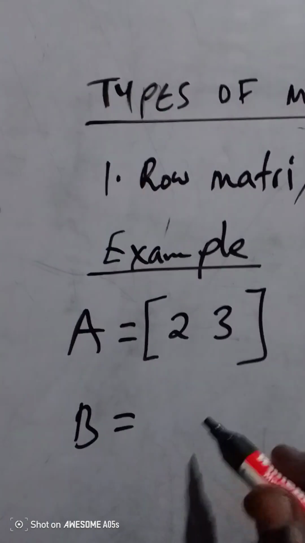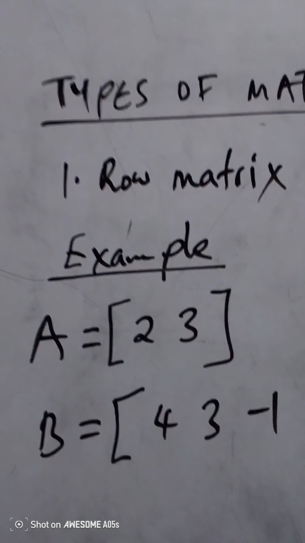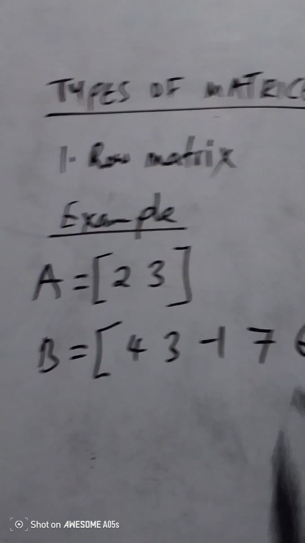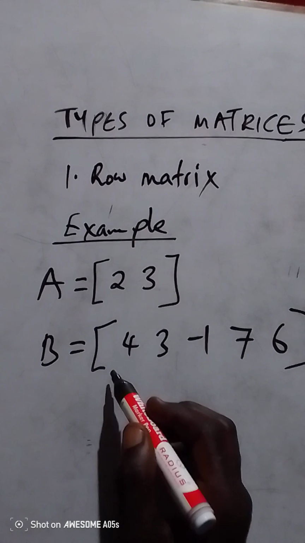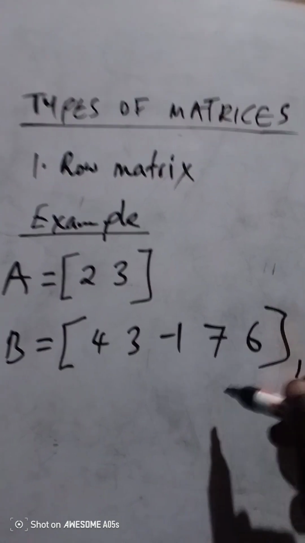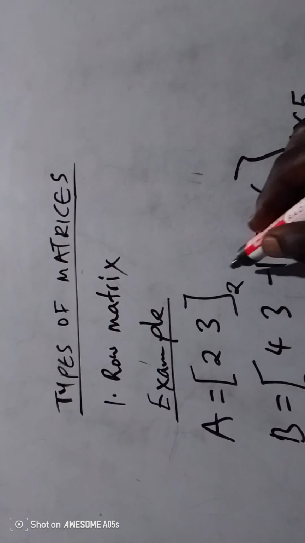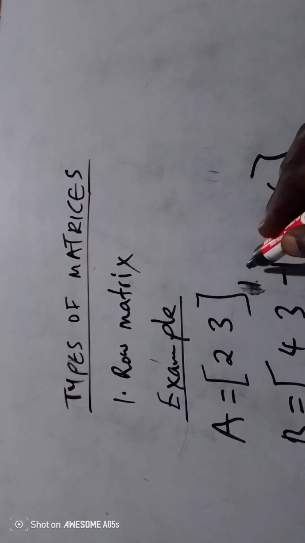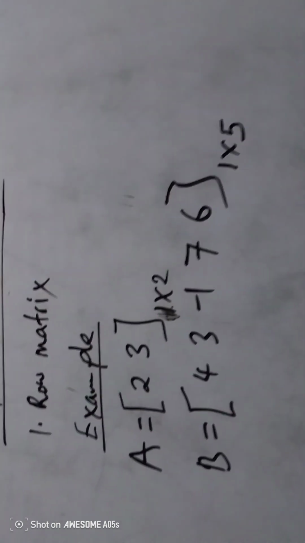We can also have this one. This one is also called a row matrix. Why? Because we have got one row and 1, 2, 3, 4, 5 columns. So that one is also called a row matrix. This one we have got one row and 2 columns. So that one is also called a row matrix.